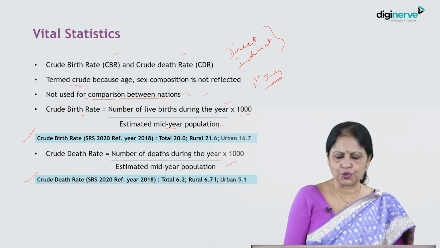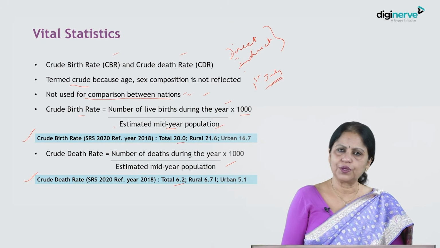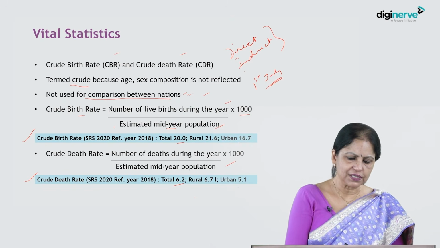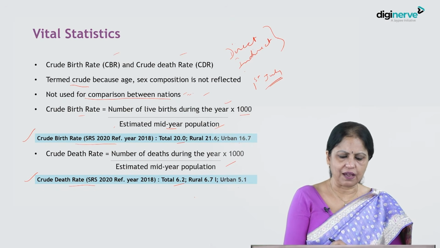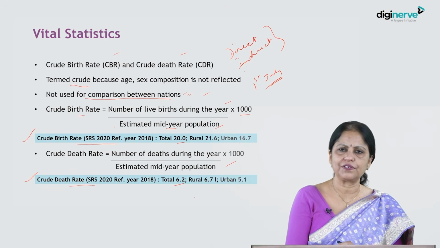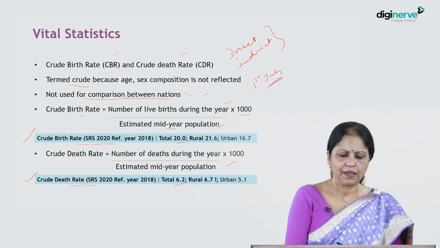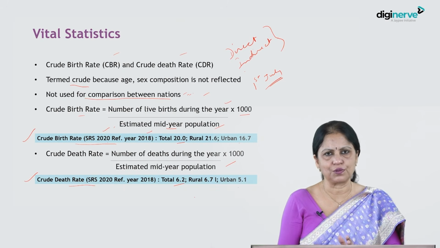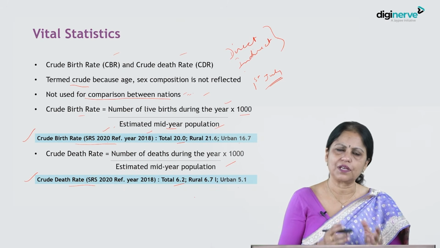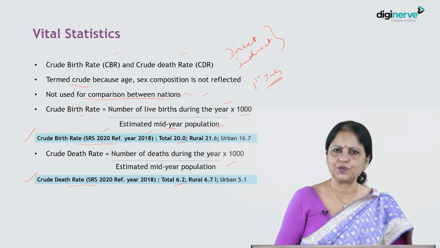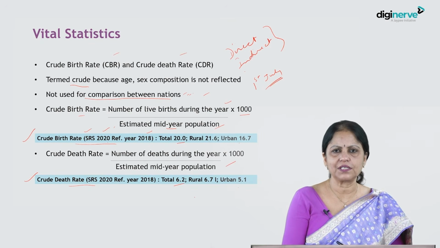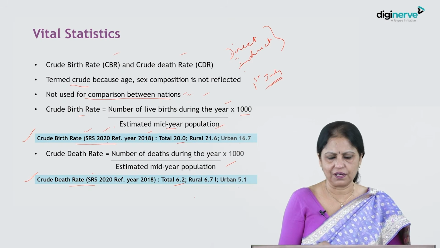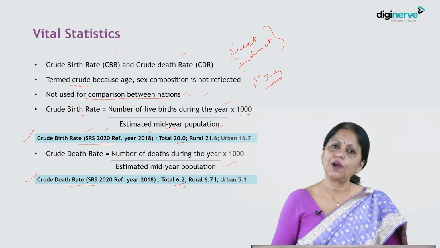So total crude birth rate is 20, total crude death rate is 6.2. And rural and urban figures are given. These figures are from the SRS, Sample Registration System 2020 publication. The reference year is 2018. That means the data is of 2018 and it has been computed, processed and published in 2020. So SRS publications come out very regularly every year and we get updated information. So these figures, you have to remember.